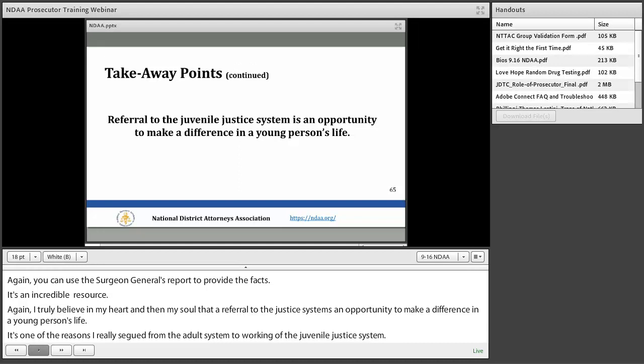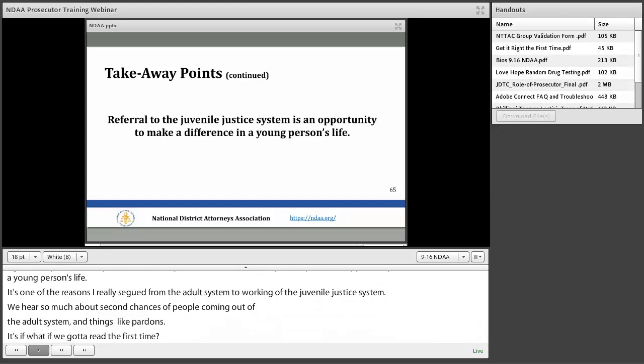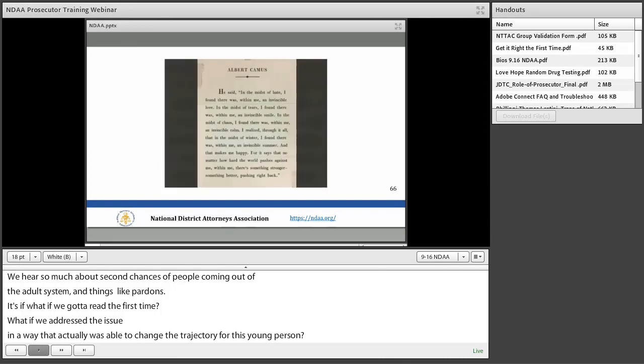What if we addressed the issue in a way that actually was able to change the trajectory for this young person? We're not going to do that if we ignore it, but if we can use that referral as an opportunity to make those changes that will help a young person turn their life around, just think of the potential.